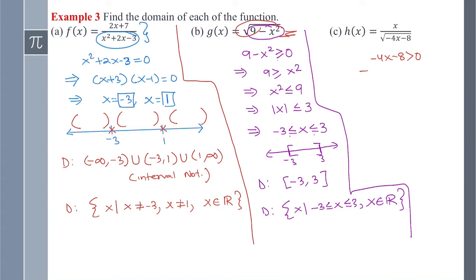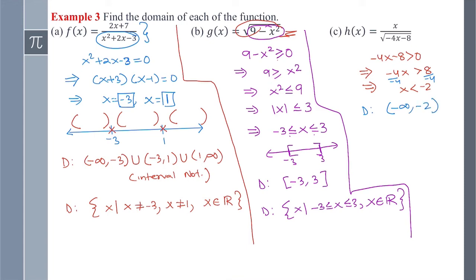So let's go ahead and solve this inequality. So -4x, if you add 8 on both sides, you get 8 on the right hand side. Then if you divide by -4, we get x is less than -2. Remember, when you divide by a negative number, the inequality flips. Okay, so we get x is less than -2. That means the domain of this function is -infinity to -2.